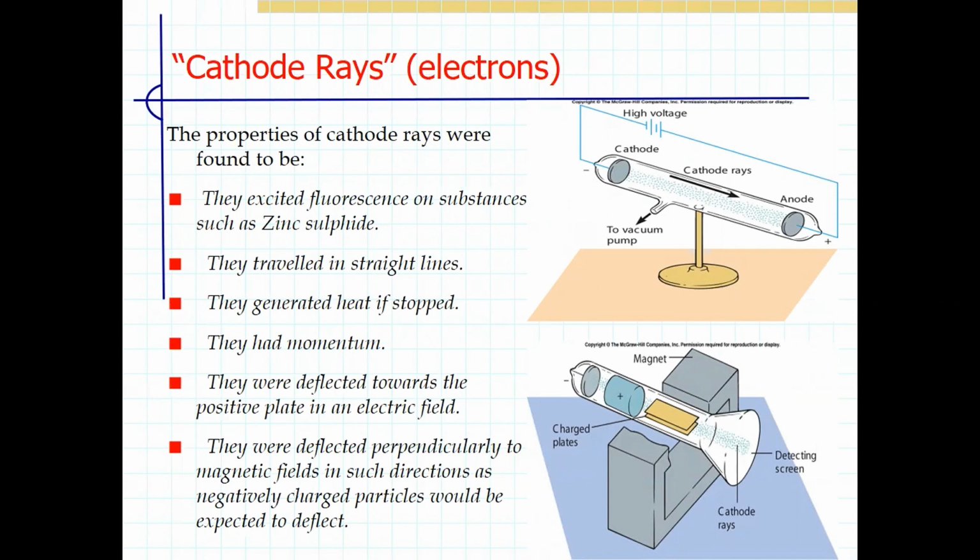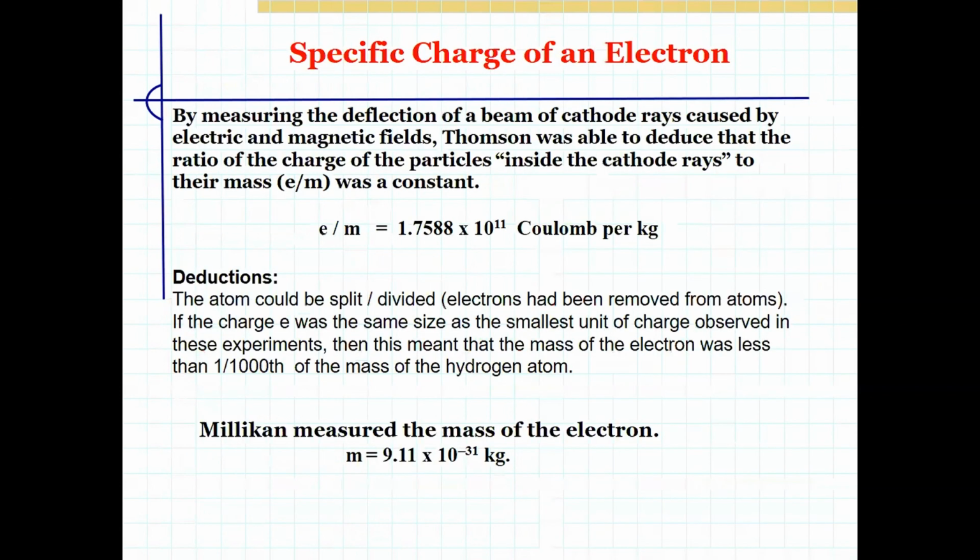They start moving in a circle when they feel the magnetic lines, and they are deflected perpendicularly to the magnetic field, in a direction expected because they are negatively charged. These were the original few properties published. Now we know that the e/m value of these cathode rays is 1.7588 × 10^11 coulombs per kg.